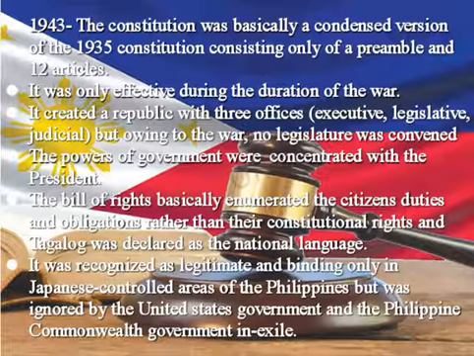The Japanese occupation and the Second Philippine Republic 1943 Constitution. The Commonwealth government was interrupted by the Second World War and the Japanese occupation of the Philippines. The Commonwealth under President Manuel Quezon went into exile in the United States. As part of their Greater East Asia Co-Prosperity Sphere program, the Japanese offered to grant the Philippines its independence.